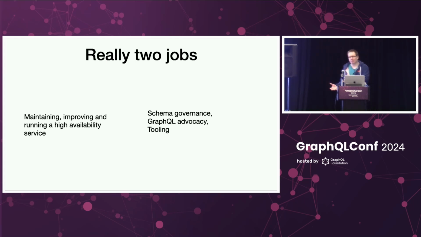But then there's the second part of our job, which is schema governance, GraphQL advocacy, tooling, which is maybe a little bit untraditional or unfamiliar. It's because we are a little bit like the GraphQL shepherds inside the company. We own the GraphQL standards across Atlassian, for example. So that's also part of our job.